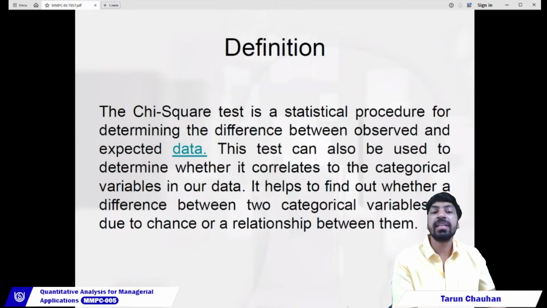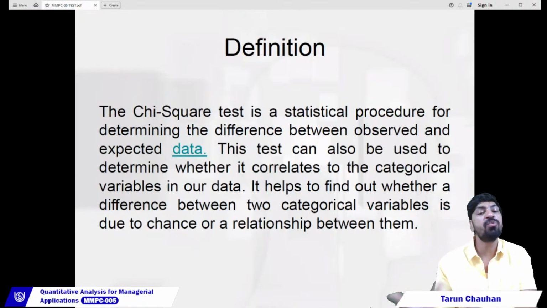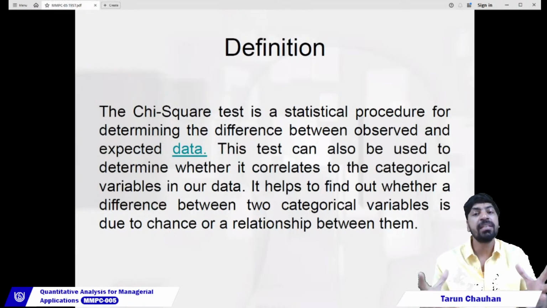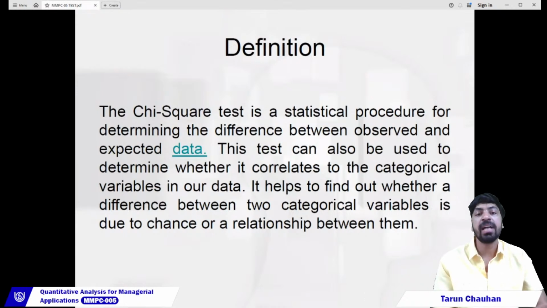So let's begin with the definition. The chi-square test is a statistical procedure to determine the exact difference between the observed and expected data. Now the question arises, what is the difference between the observed and expected data? Observed data is an individual data. We can see the individual series where the exact values of a particular data set have been given in a particular scenario or in a particular question.